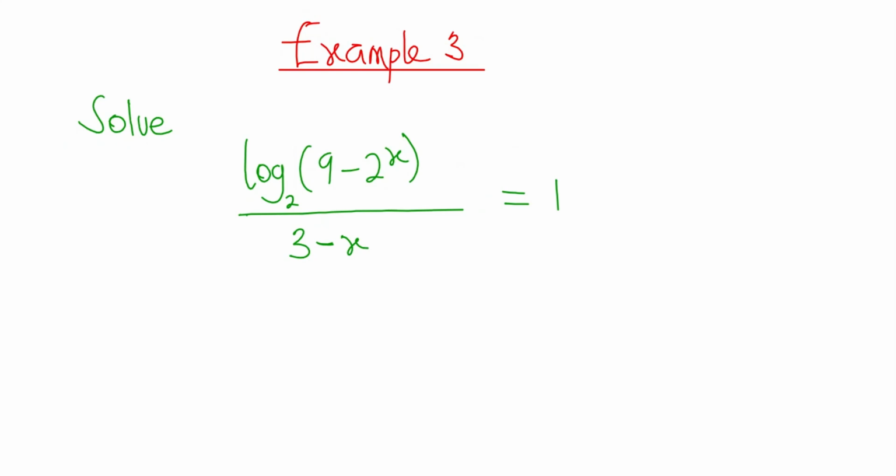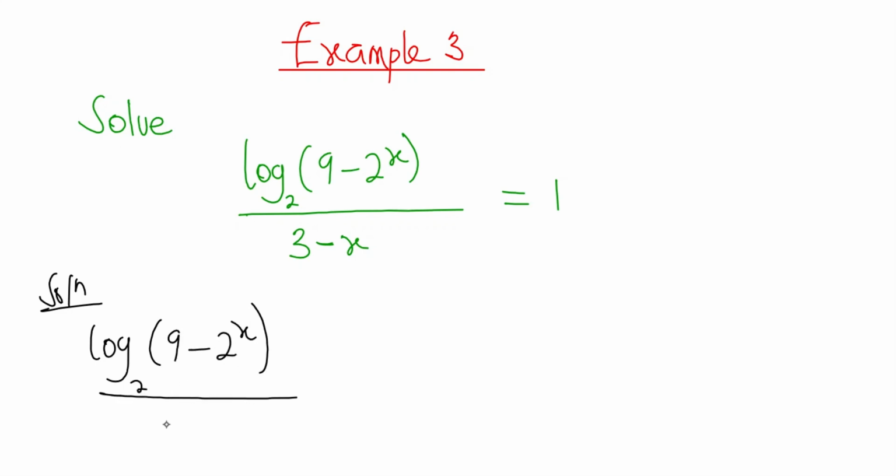So in example 3, it says that solve log of (9 minus 2 exponent x base 2) all divided by (3 minus x), which is equal to 1. We are looking for the value of x if we have the log of 9 minus 2 exponent x base 2 divided by 3 minus x, which is equal to 1.